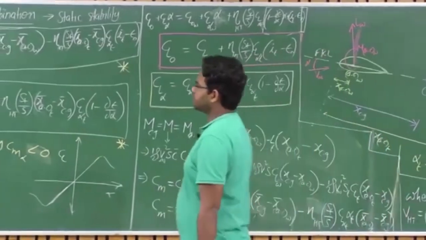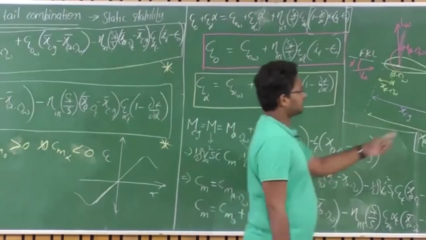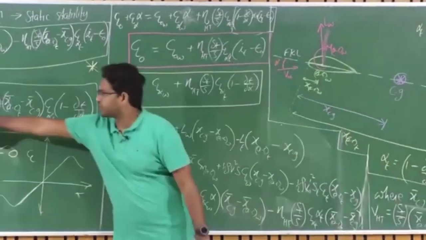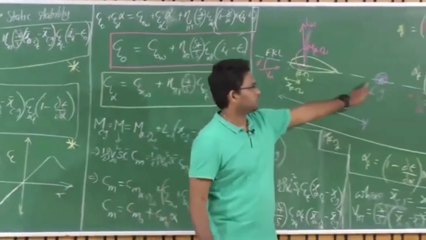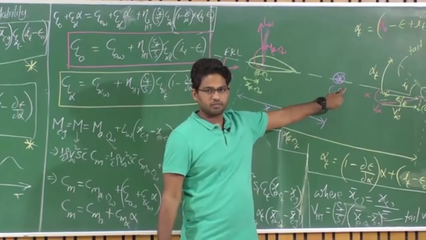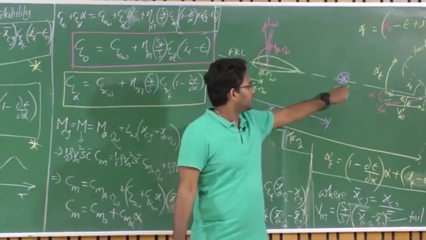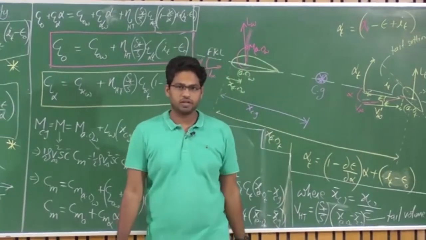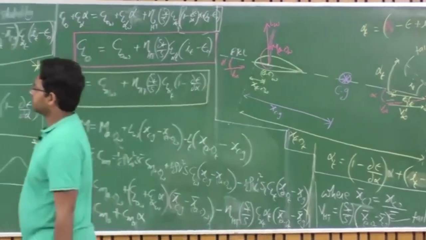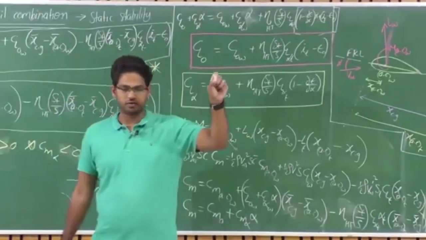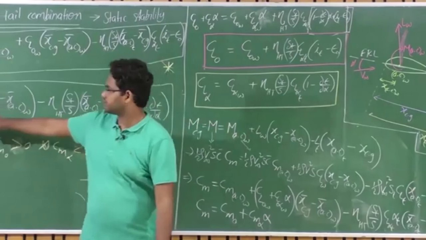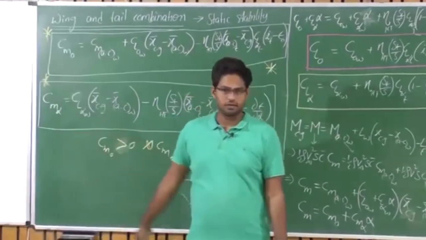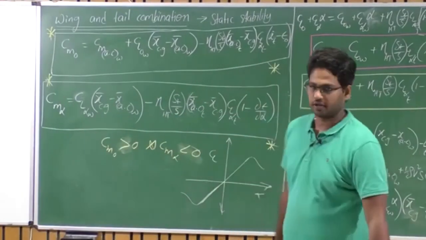Now let's find out a location. So you said this CM alpha is about CG, isn't it? Now vary the location of CG in such a way that we find out a location of the CG for which the CM alpha is 0, right? We'll try to find out that location.